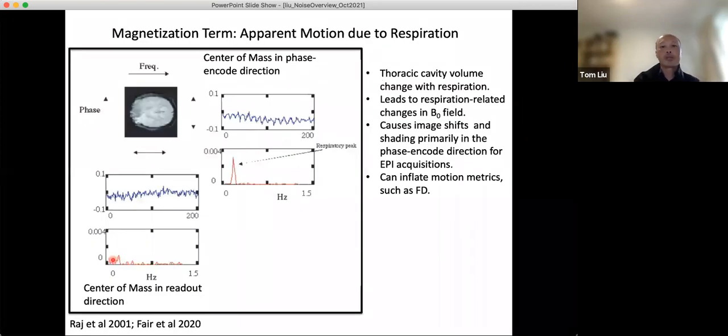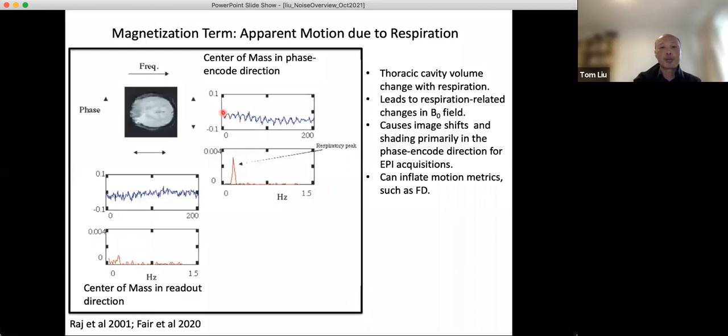The last magnetization term I'm going to talk about is something that's been known for a while, but has come back into fMRI in an interesting way. It's been well known since 2001, so over 20 years, that when you breathe, you change the size of your thoracic cavity. Because of the difference between air and tissue, this causes a different perturbation of the magnetic field, which propagates all the way up to your head. This can lead to changes in the actual acquisition, especially for echoplanar imaging, where you have spurious shifts in the phase encode direction.